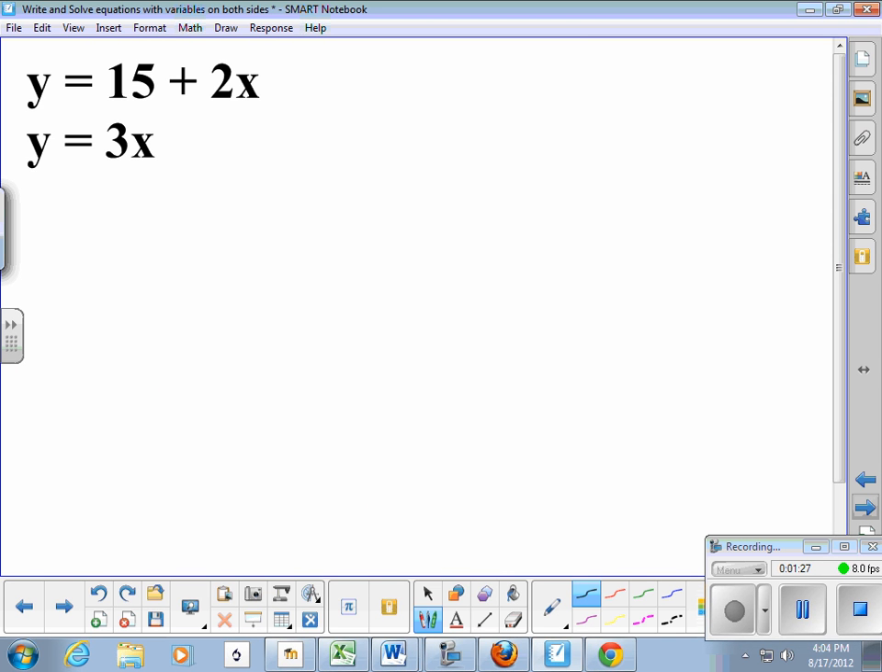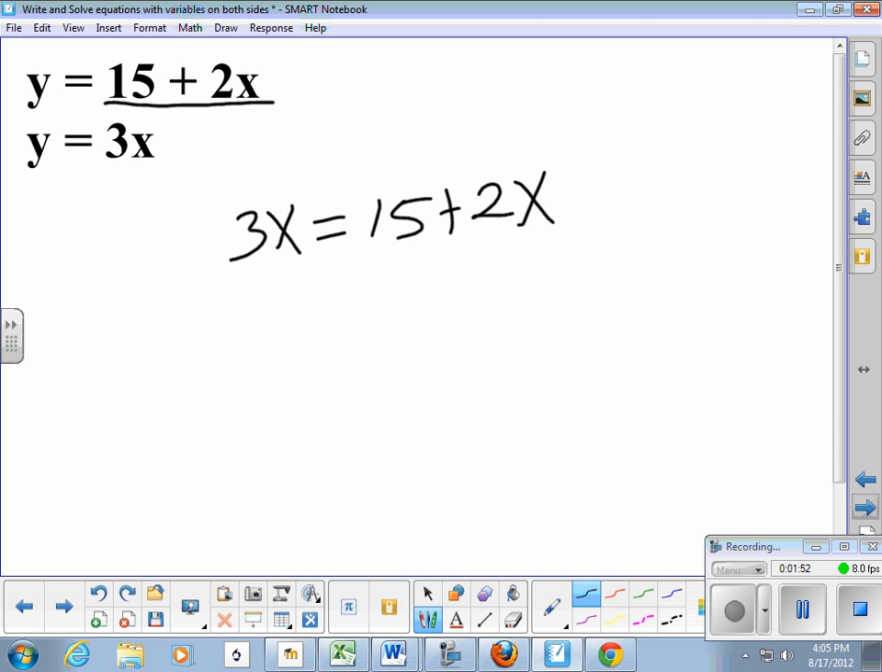If I write an equation for each situation, so the top one is the $15 plus $2 for each DVD, or $3 for each DVD. If we want to find the point where those two are equal, I would just say 3x, $3 for each one, at some point will be equal to $15 plus $2 for each one. And then I can solve for x. Now we saw from that previous graph that the answer was 15.